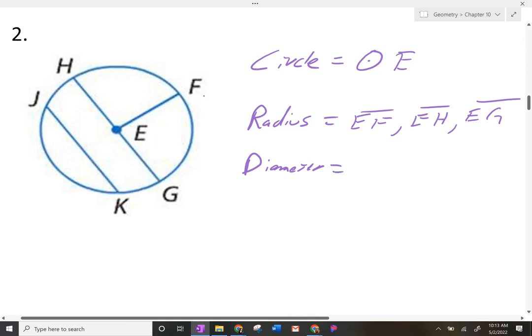Diameter. Mary Grace? HG. Perfect. HG. Starts here, goes all the way across, and cuts back across. Diameter of the circle. Fantastic. The very last one, I'm going to do chords.